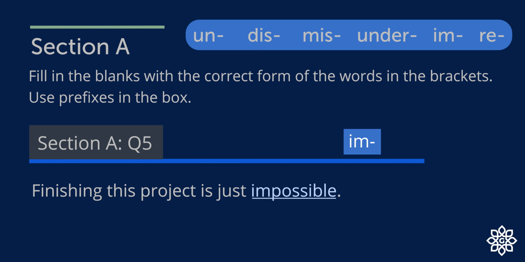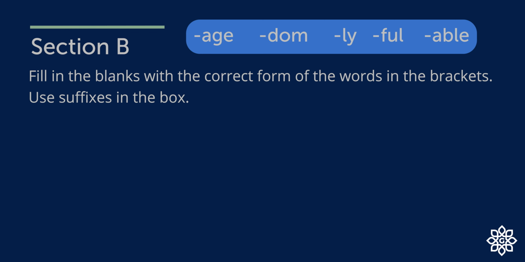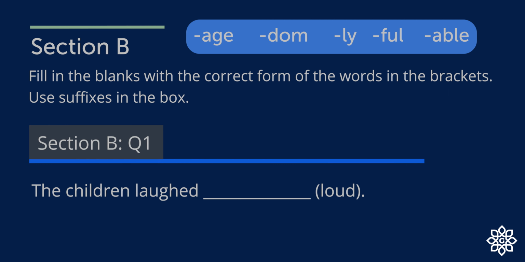Now, let's look at Section B. Fill in the blanks with the correct form of the word in the brackets. Use the suffixes in the box. Question number 1. The children laughed, in brackets, loud. So it can be changed to loudly.